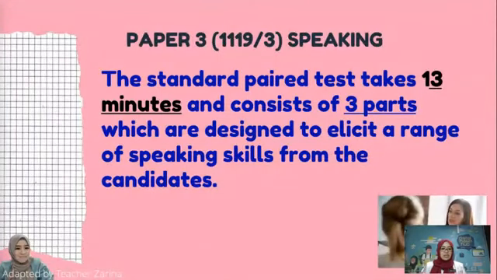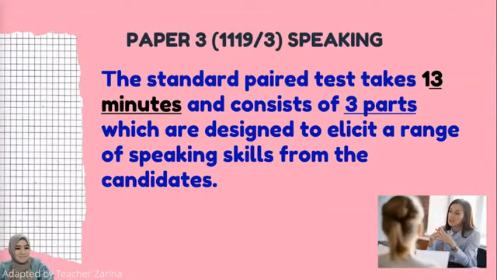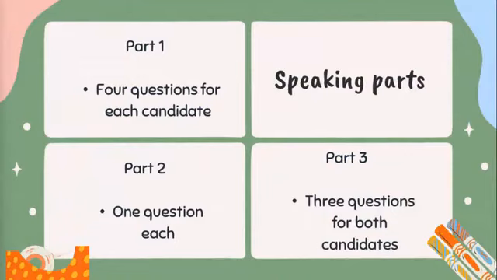The standard pair test takes 13 minutes and consists of 3 parts, like I mentioned earlier, which are designed to elicit a range of speaking skills from the candidates. Now, let's look at what the speaking parts are. Overall, in part 1, there are 4 questions that will be asked for each candidate. In part 2, there is 1 question each. And for part 3, there are 3 questions that will be asked for both candidates. So these are the parts in the speaking test.